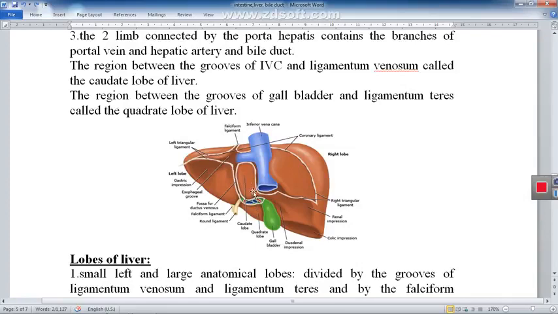And you can see that this caudate lobe has a tail that continues with the right lobe. It is called the caudate process. The caudate process represents the upper boundary of the epiploic foramen of Winslow. The caudate lobe is the posterior wall of the omental bursa, the lesser sac. Fissure of ligamentum venosum and the hilum form the attachment of the lesser omentum to the liver. We said in the presentation of the peritoneum that the lesser omentum is attached to the liver at the fissure of ligamentum venosum and porta hepatis, and this is the attachment of lesser omentum.